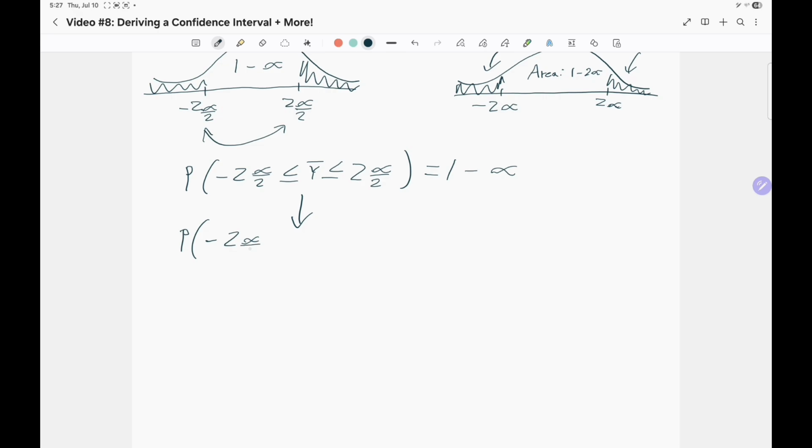Z sub alpha over 2. Let me bring it down a little further. It's a little too close. Z sub alpha over 2. We'll see that alpha is typically 5% for examples, but it could also be 1%. It depends on the question.